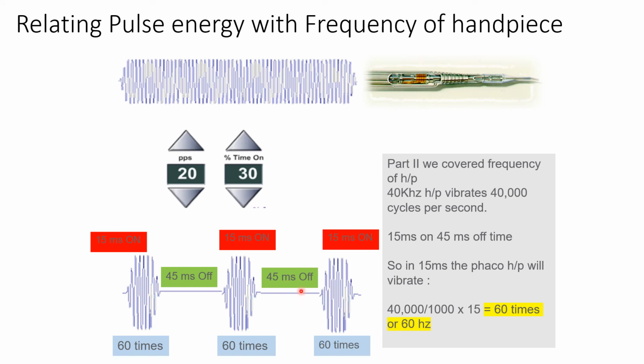And why will it stop vibrating? Because we have chosen an off time of 45 milliseconds so that the phaco tip gets cooled and also the fluidics built up. So this is how basically the pulse worked in conjunction with the frequency of the handpiece.